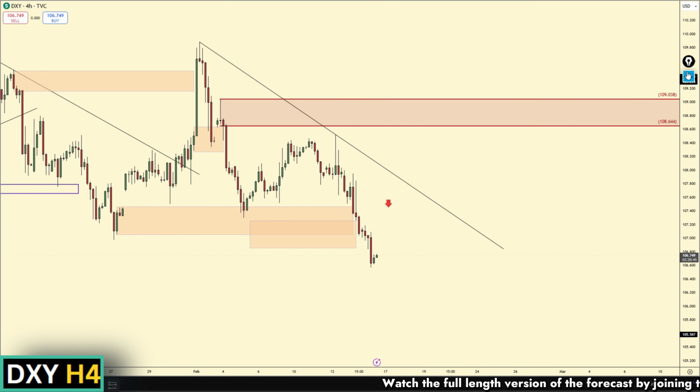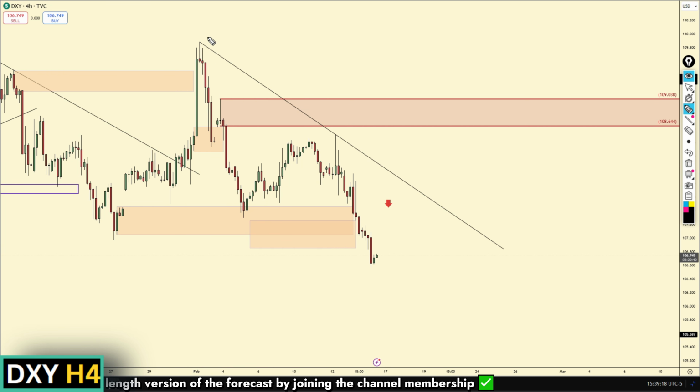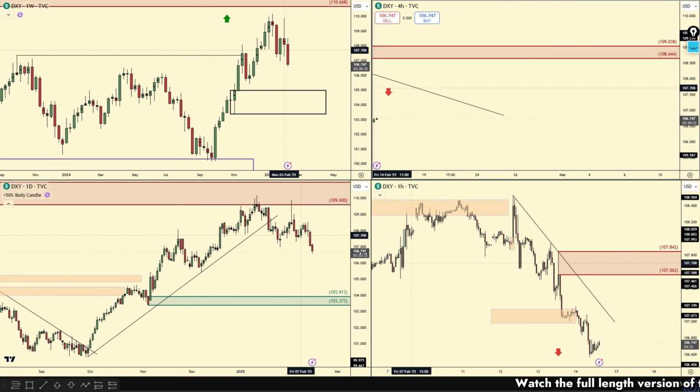On the US dollar, we did see a significant push down, especially on the 4-hour time frame. This 4-hour downward trend line is really distinct. It's very obvious. Things are looking weak on the dollar, especially this past week.